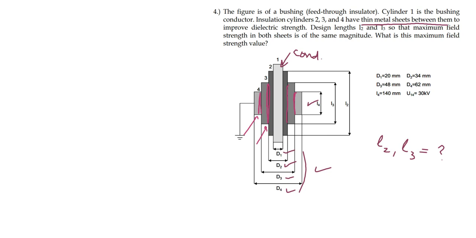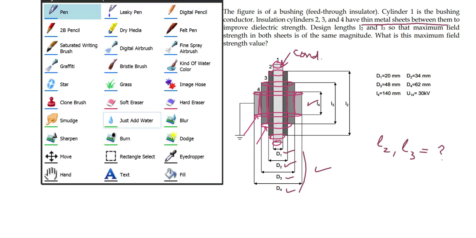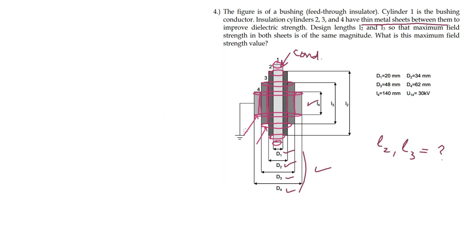Remember not to forget that these are cylindrical geometries. Actually, these are cylindrical shapes. We are looking at the side view. So this is in fact a cylindrical shape like this, and this is also a cylindrical shape like this, and this is also a cylindrical shape. So this looks like concentric cylinders, as you can see.